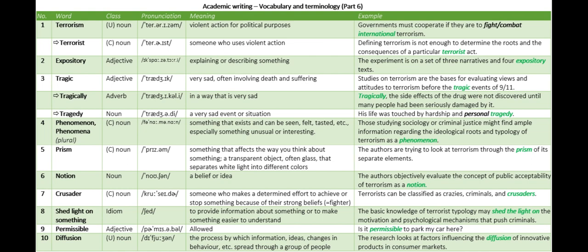10. Diffusion. Uncountable noun. Meaning, the process by which information, ideas, changes in behavior, etc. spread through a group of people. Example, the research looks at factors influencing the diffusion of innovative products in consumer markets.